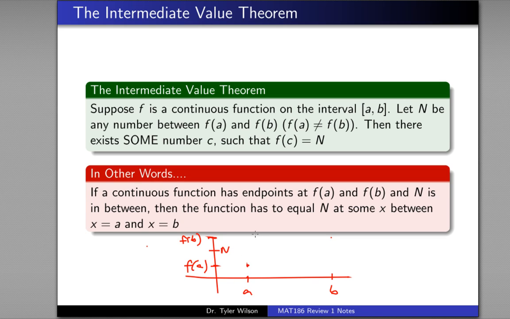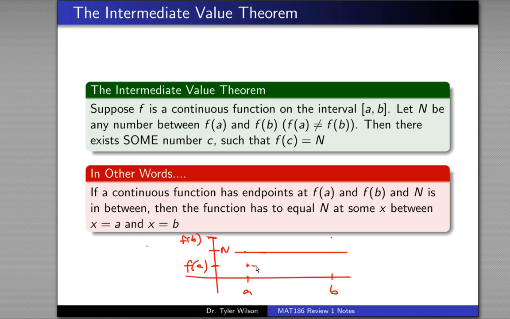I challenge you to draw a continuous function between A and B. Any continuous function, you can make it wavy, you can do whatever you want. I need you to connect these two dots without lifting your pen, without crossing this line. Try to figure out a way to connect A and B without going through this value n. And what the intermediate value theorem says is, as long as it's a continuous function, there's no way to do this.